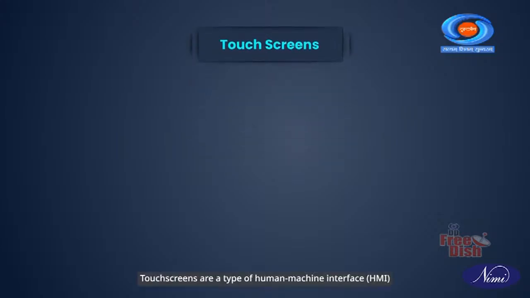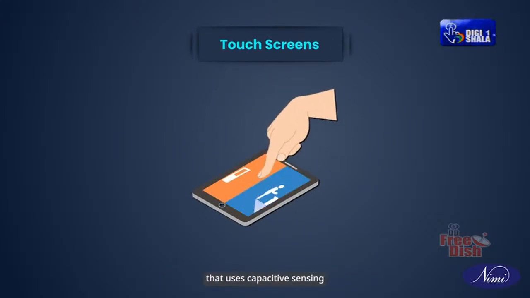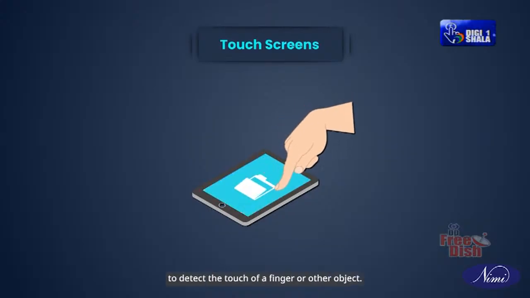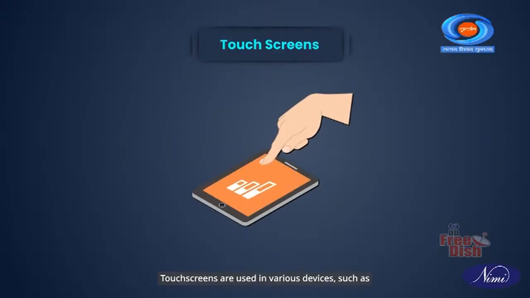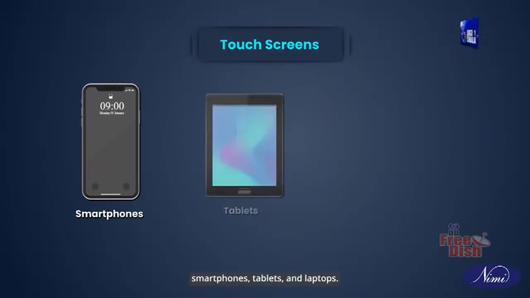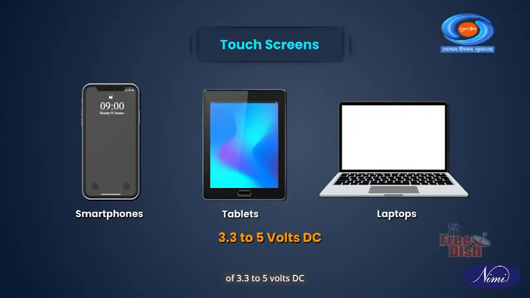Touch screens. Touch screens are a type of human-machine interface (HMI) that uses capacitive sensing to detect the touch of a finger or other object. Touch screens are used in various devices such as smartphones, tablets, and laptops. Touch screens typically operate at a voltage range of 3.3 to 5 volts DC.